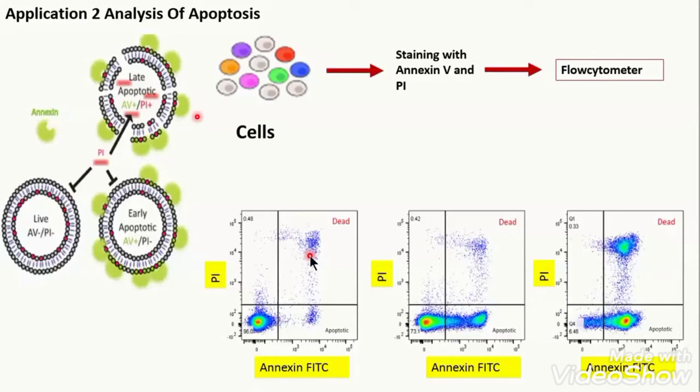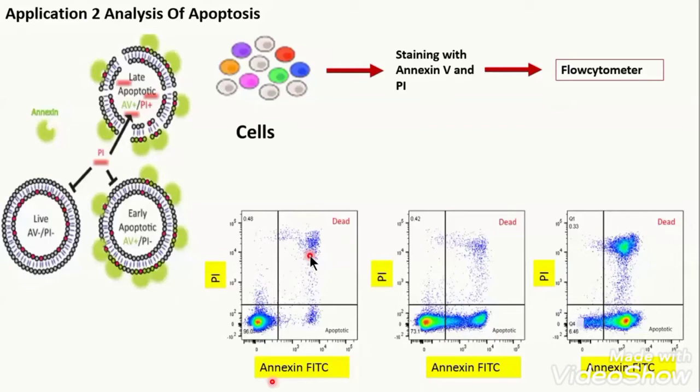So we take the cells, we add our stains, annexin V and PI, we put the test tube into the flow cytometer, and we just run the instrument. The instrument will be giving you 3 parameters again: size, granularity, and fluorescence. So here you can see the graph.